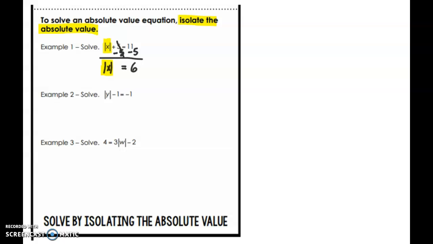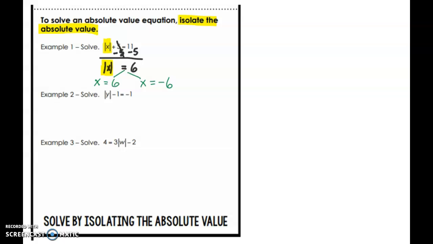So now, when it's by itself, what you do to solve is really easy. You just split it into 2 problems. So you have x, the thing inside the absolute value is x, equals 6. And then you do the thing inside the absolute value, that's x, equals -6. So those are your 2 answers, 6 and -6. Let's go ahead and try another one.